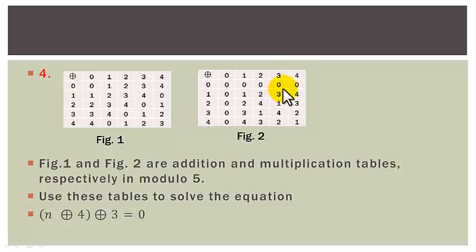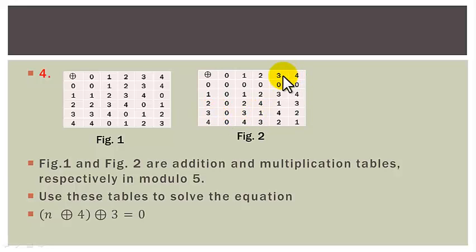2 times 4 is 8. 8 in modulo 5 is 3. 3 times 0 is 0. 3 times 1 is 3. 3 times 2 is 6. And 6 in modulo 5 is 1.